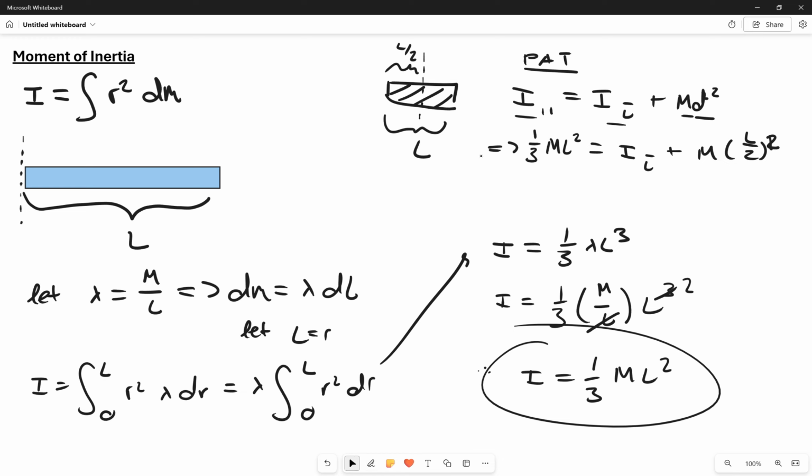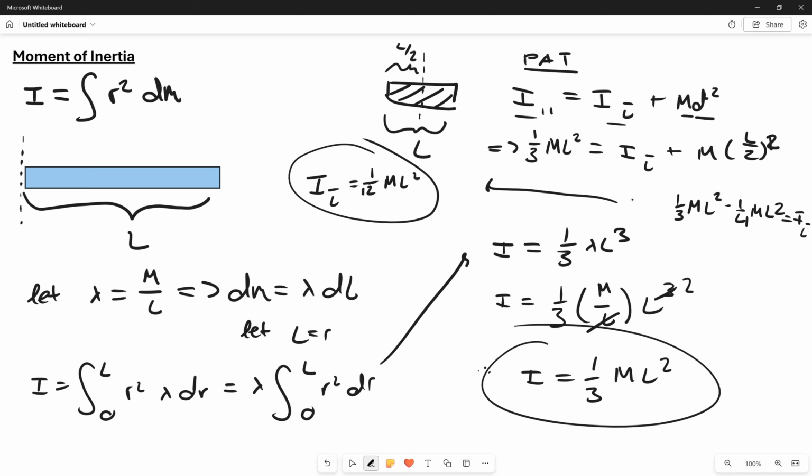If we rearrange this a little bit, we get one third mL squared minus one fourth mL squared equals I bar. So I around the center of mass is just one twelfth mL squared. Because one third is 4 twelfths and one fourth is 3 twelfths, so 4 minus 3 is 1.